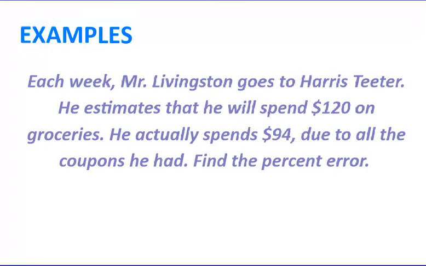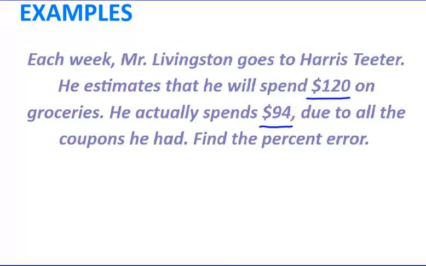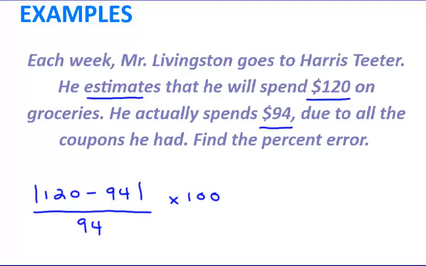All right, each week Mr. Livingston goes to Harris Teeter. He estimates that he will spend $120 on groceries. He actually spends $94 due to all the coupons he had. Find the percent error. So his estimate, that's the approximate value, is 120 minus the exact value, which is 94. We're going to put that all over 94 and times 100.